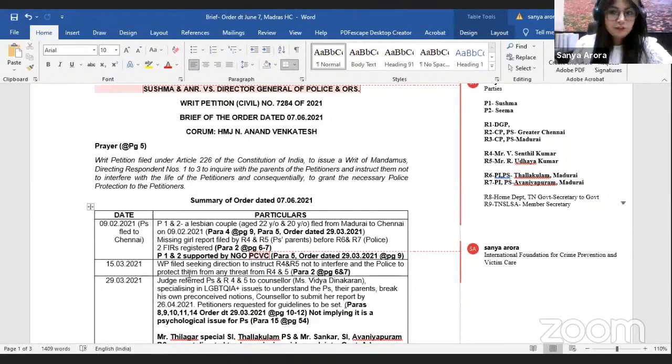I went on the official website of Madras High Court. I checked the case status. I wanted to know just exactly what the sequence of events was. So I checked and I found out that on 15th March 2021, the petition was filed.